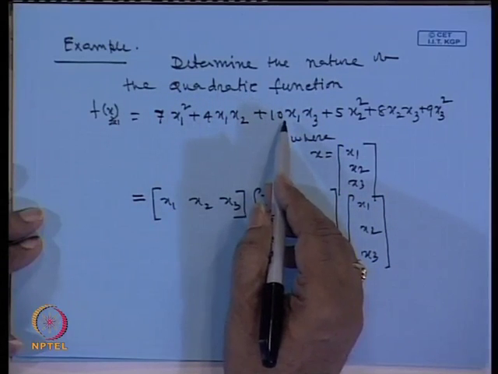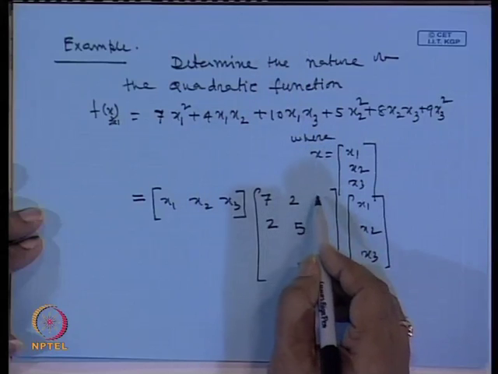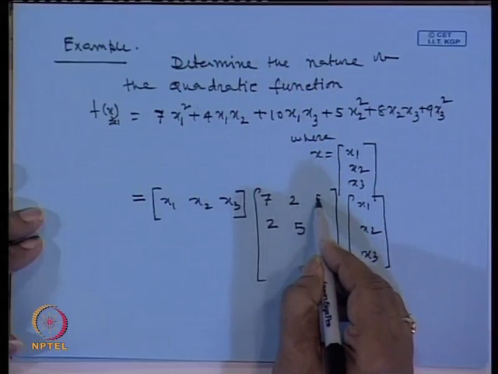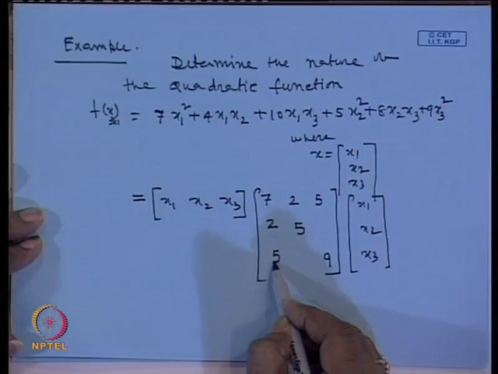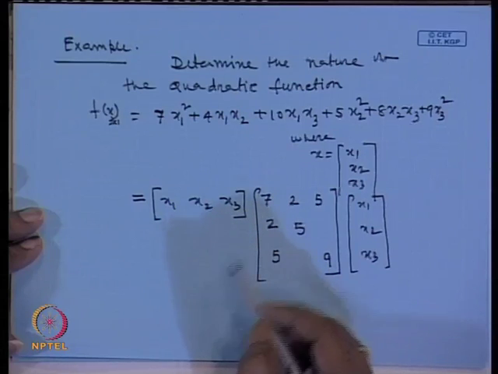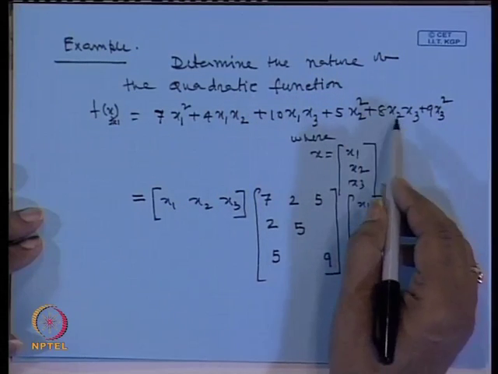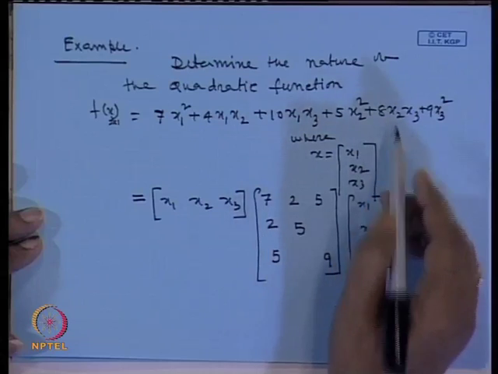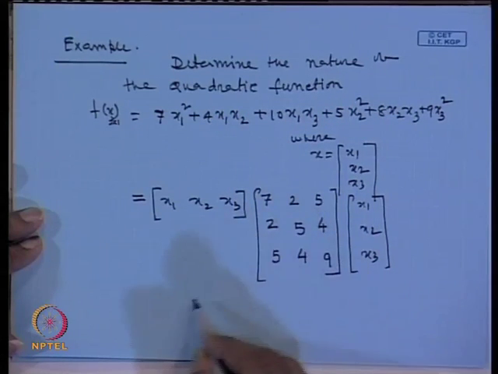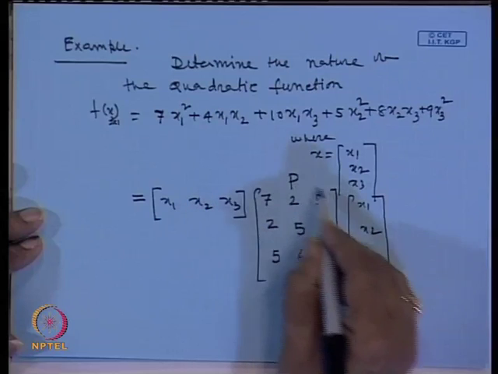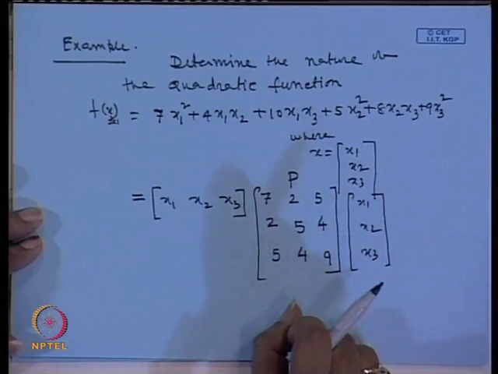Then 10, what is the value? x1 x3 is the 1 3 position, 5 is here and 5 I am giving in the 3 1 position. Then the 2 3 position is 8, so this is 4 and the 3 2 position is also 4. So, this is our P matrix and this P matrix is a symmetric matrix.